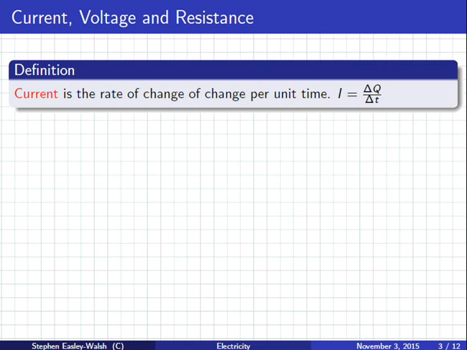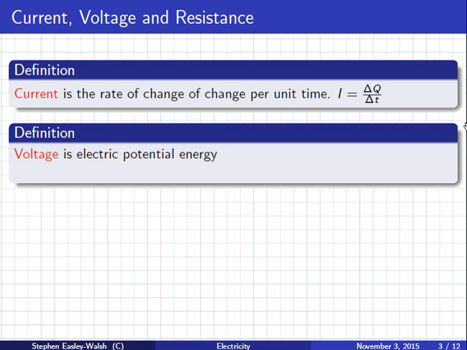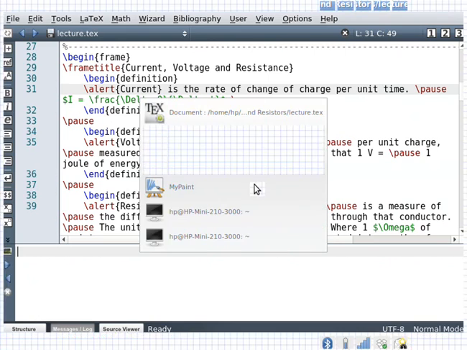Right, that's current. Charge you've already done a little bit in chemistry. So electrons have negative charge and protons have positive charge. And we talked about this yesterday. So this is it as a formula as well. Current is the charge divided by the time. Voltage. Now this is new. Voltage is how much potential energy there is per unit charge. And the unit is joules per coulomb.